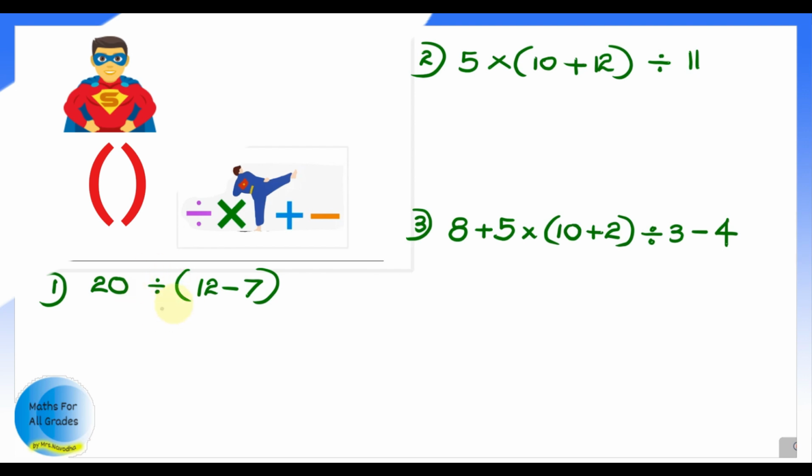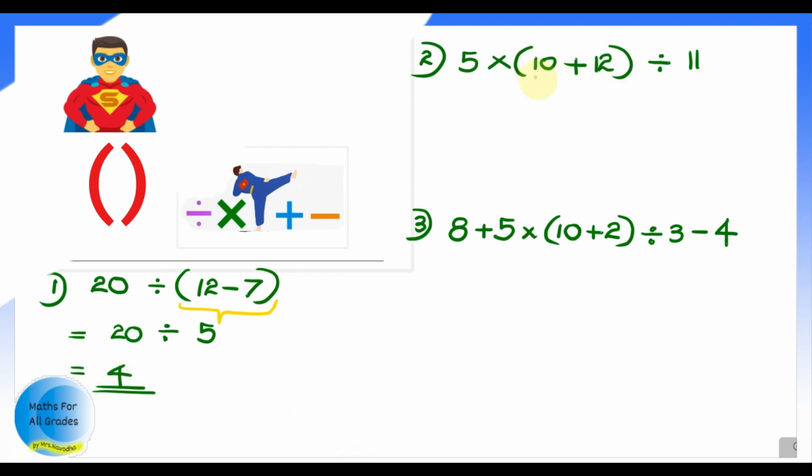Here we can see division, brackets and subtraction inside the brackets. So the first thing we are going to do is focus on the brackets. That means we'll solve what's inside the brackets first. 12 minus 7 equals 5. 20 divided by 5 equals 4. So the answer is 4.